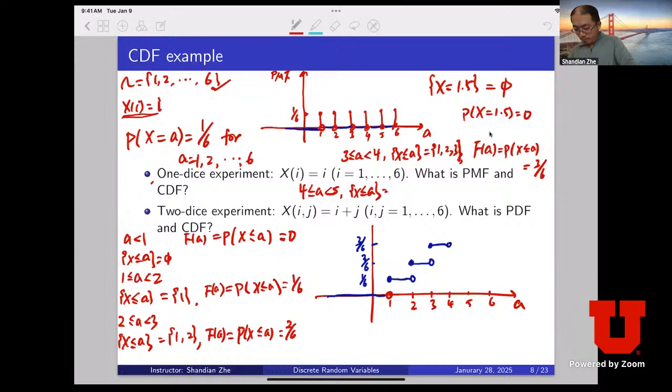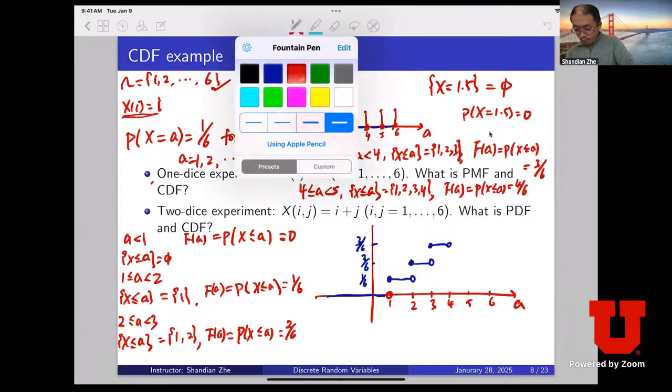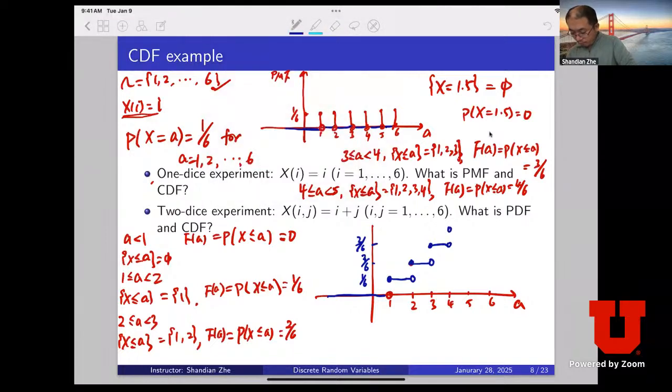So the CDF will be 4/6. The remaining is kind of a repeat. When A is between 5 and 6, it would be 5/6.